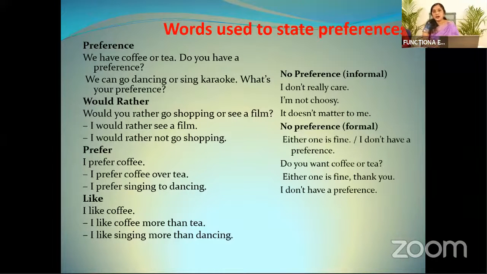And the next one, again, in a formal situation, how do you say it? Either one is fine. I don't have a preference. Do you want coffee or tea? Either one is fine, thank you. Do you want coffee or tea? I don't have a preference. Thank you. You can give me anything. So this is how we ask a question and also get a response.